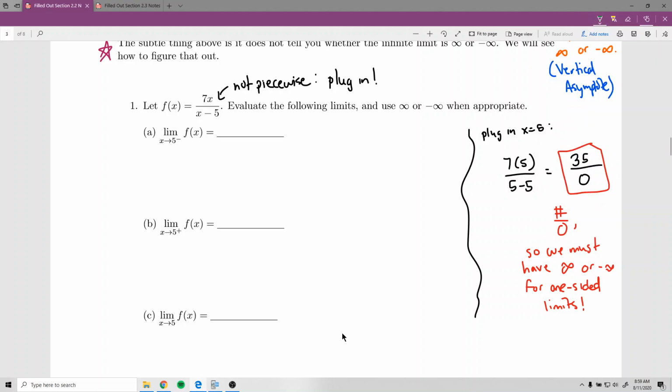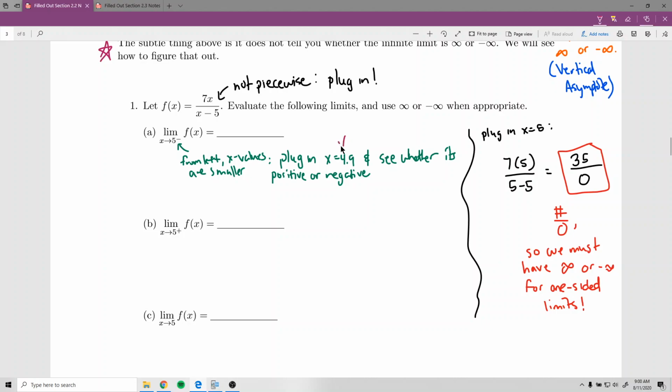All right. Now on the homework, you have multiple guesses, so you could just guess twice and eventually get it right, but you don't want to do that because on a test you only have one chance. So how do we know which one it is? Well, the first part is we're coming from the left, so the x values are smaller. What I like to do as a general rule is just plug in a number that's close to 5, that's smaller here, because we're coming from the left, like 4.9, and see whether it's positive or negative. All right, so the reason I chose 4.9 is because it's smaller than 5 and close.